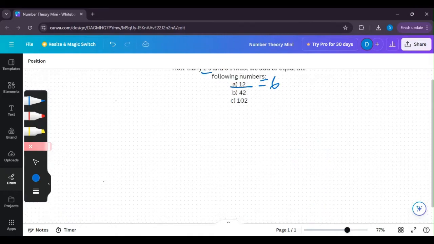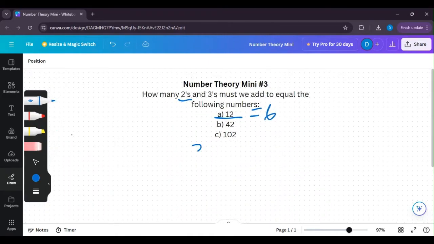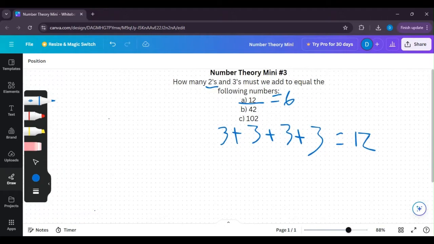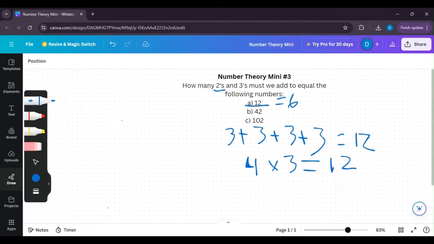So we can do 3 plus 3 plus 3 plus 3, and 3 plus 3 is 6. That's two numbers, 2 3's. 6 plus 3 is 9, which is 3 numbers, and 9 plus 3 is 12, which is 4 numbers. So there's 4 3's, and another way to write it is 4 times 3, which is using multiplication, or another way to call it is just repeated addition.